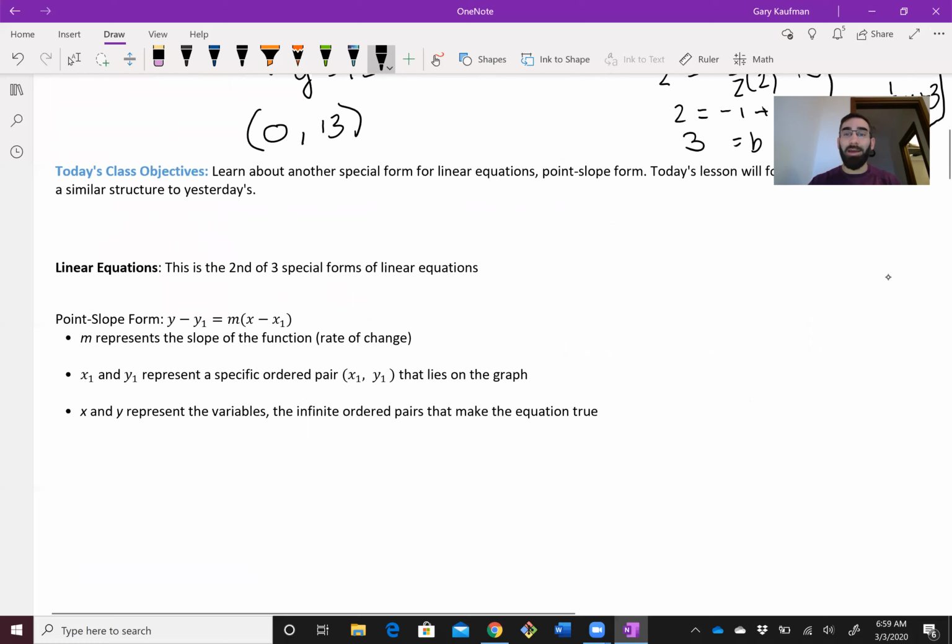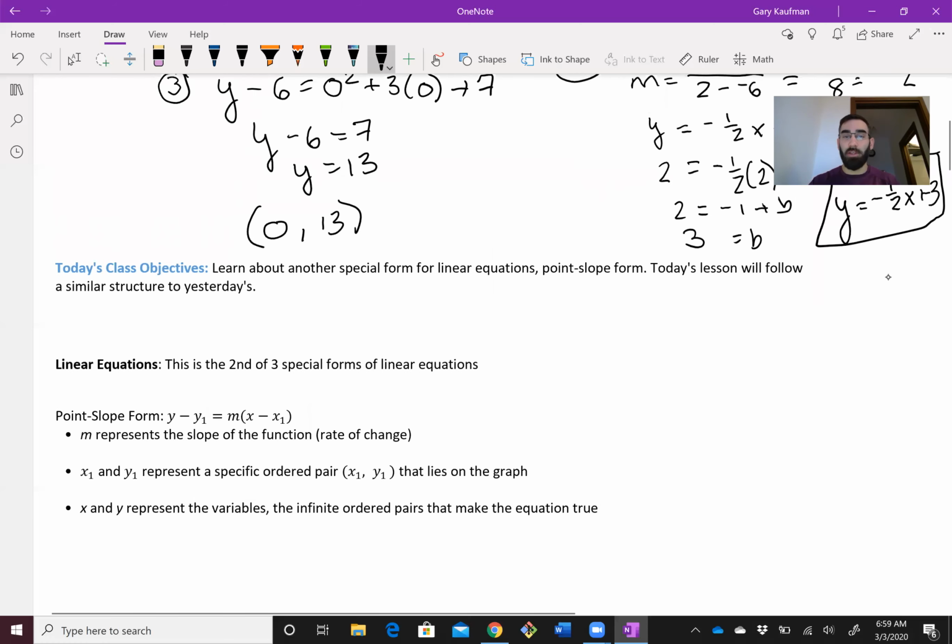We're going to learn about another special case, another special form. It's called point-slope form. Now, mathematicians aren't creative. We called it point-slope form because it gives you a point and gives you a slope, just like slope-intercept gave you a slope and an intercept.